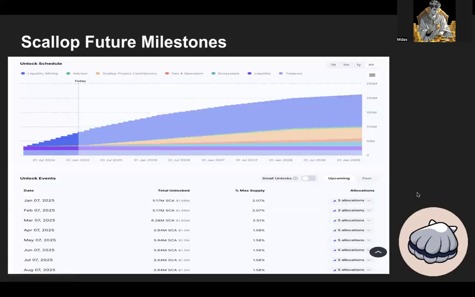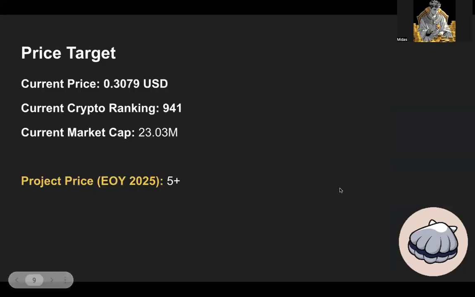A future milestone of Scallop is that they also have a token unlock schedule. It's going to be every single month on the 7th, and it's around a couple million tokens unlocked every single month. So it won't disrupt the price as much as other tokens.